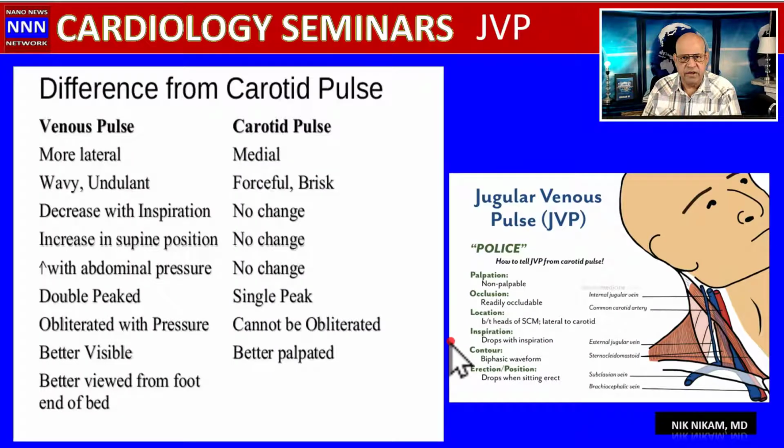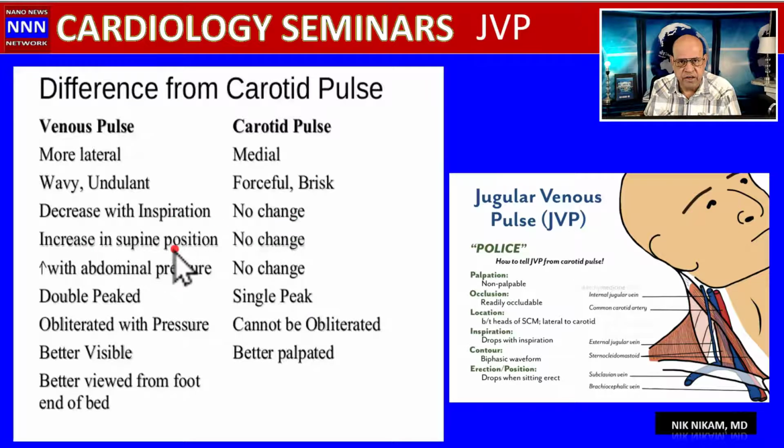How do we differentiate carotid pulse from jugular venous pulse? First of all, the carotid pulse is located medially. Carotid pulse is something we can feel. Jugular venous pulse is something we just see, because if you press here at the bottom of the neck, the jugular venous pulse or the waveforms can disappear. The arterial waveform is like this, whereas the venous is undulant, wavy. During inspiration, the venous pressure drops, whereas the carotid, you don't see any change.